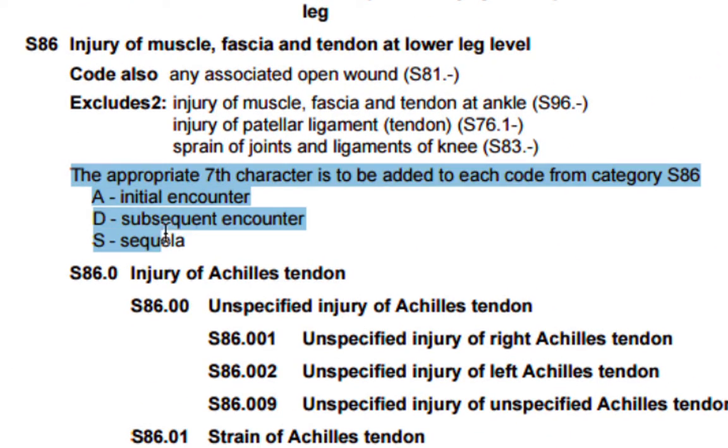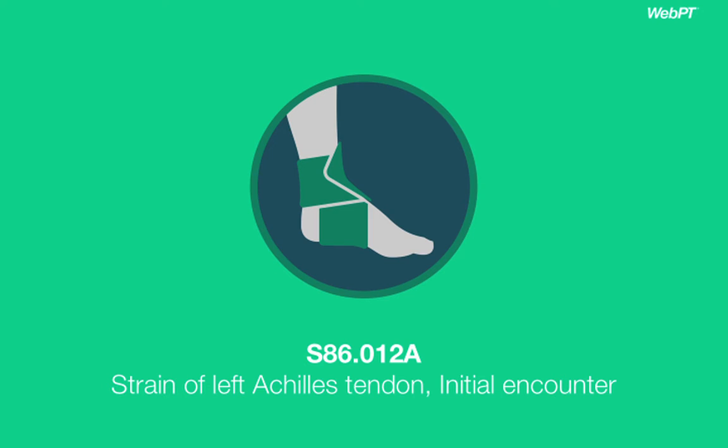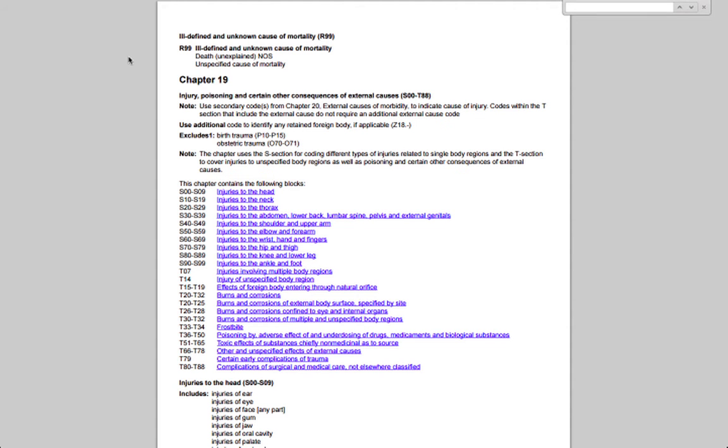Let's assume this patient is in the active phase of treatment for the strain, which is located in the patient's left Achilles tendon. That means we'd attach the 7th character A to the code S86.012, giving us a final code of S86.012A.